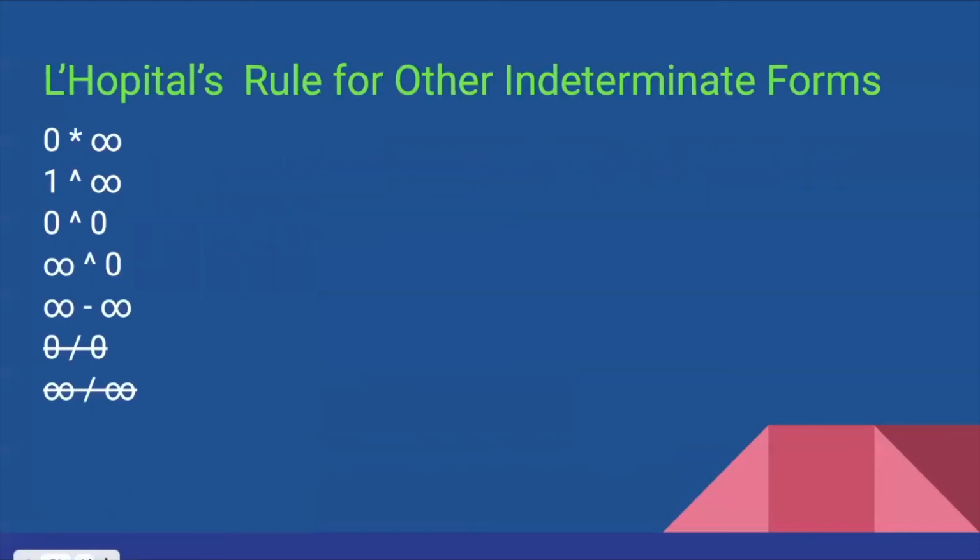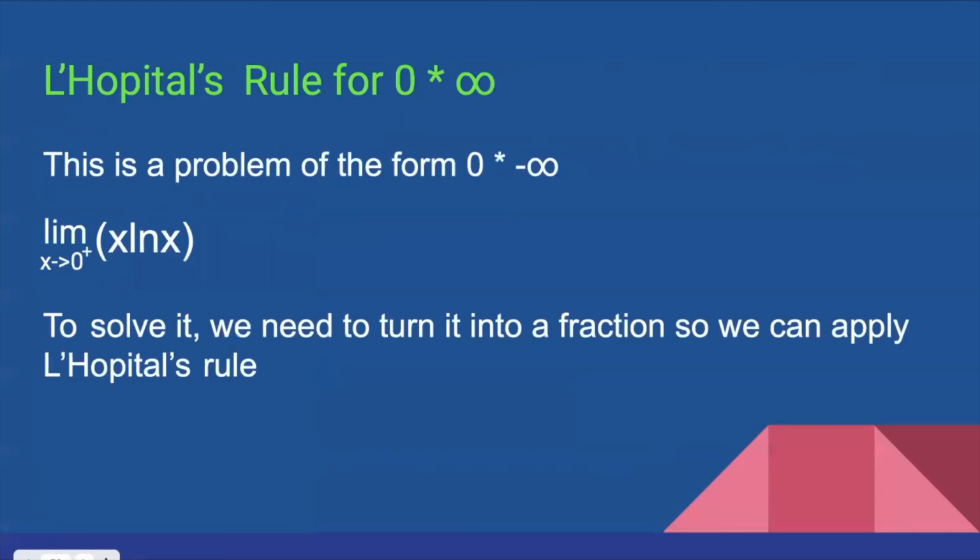All right, so now we've covered 2 indeterminate forms from the list, and here are some other indeterminate forms. So first of all, this problem is of the form 0 times negative infinity. If you plug in 0, you'll get 0 for x times ln of 0, which is negative infinity.